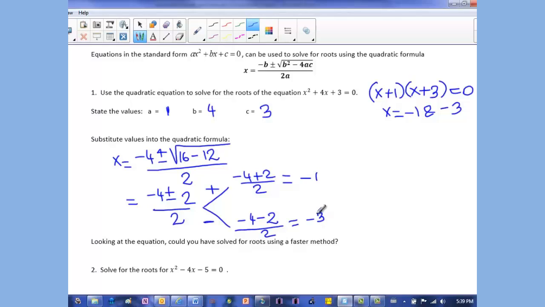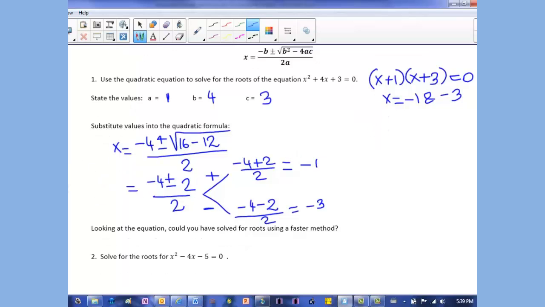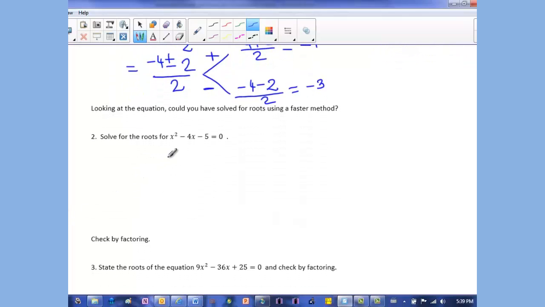Now, thinking of the two methods, you can notice that factoring that equation was a lot faster than the quadratic formula. Let's try another one. My a is 1, b is negative 4, and c is negative 5. So what are the roots?